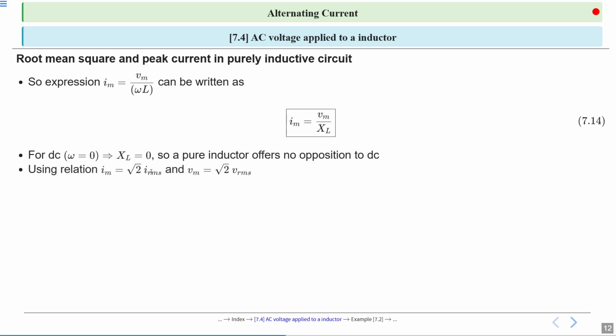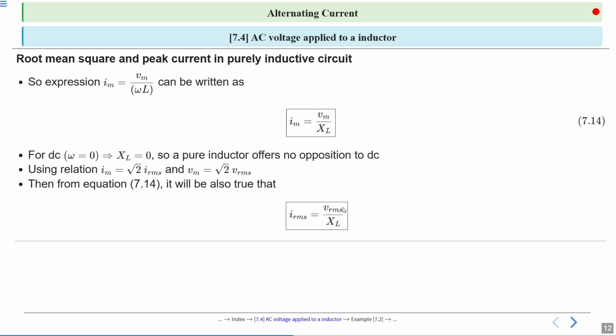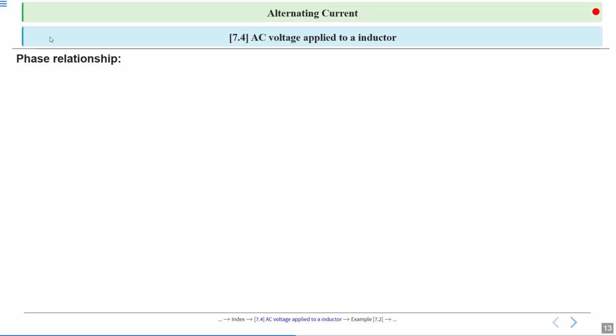Using the relations Im equal to root 2 IRMS and Vm equal to root 2 VRMS, put Im equal to root 2 IRMS and Vm equal to root 2 VRMS. So root 2 and root 2 will get cancelled out. Then from equation 7.14, it will also be true that IRMS equal to VRMS upon XL, in terms of IRMS.